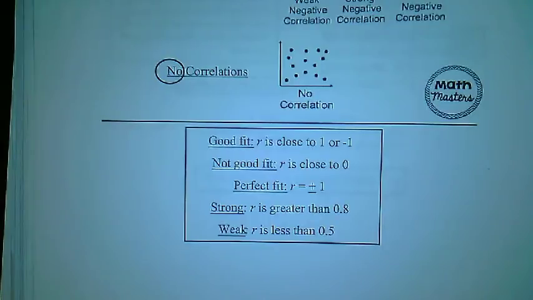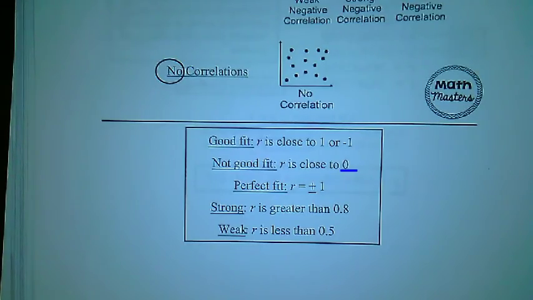Alright, so here are our fits. So a good fit would be between 1 and -1. I'm sorry, either or, you can't be close to either of them. So 0.9999, that would be a super, super good correlation. If it's not a good fit, it's going to be closer to 0. A perfect fit would be exactly 1 or -1. Remember, the negative talks about a negative correlation, positive is a positive correlation, if you remember.